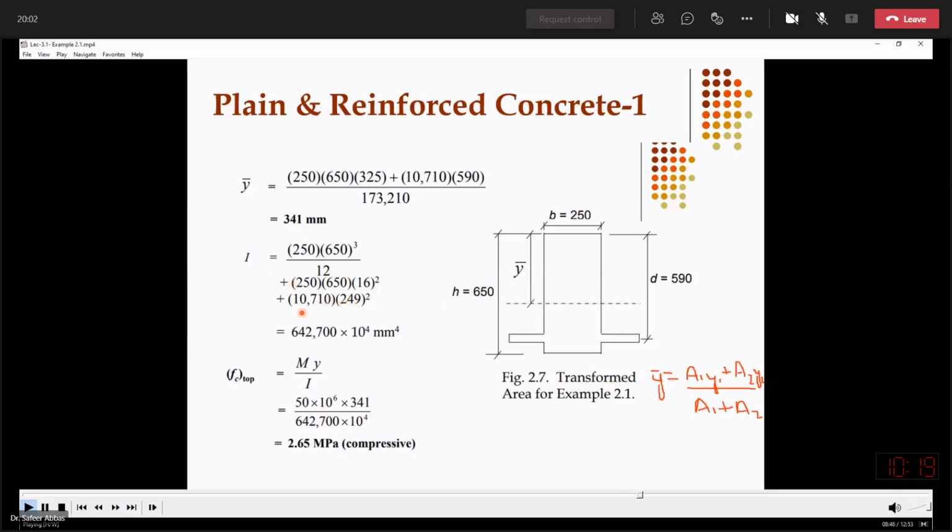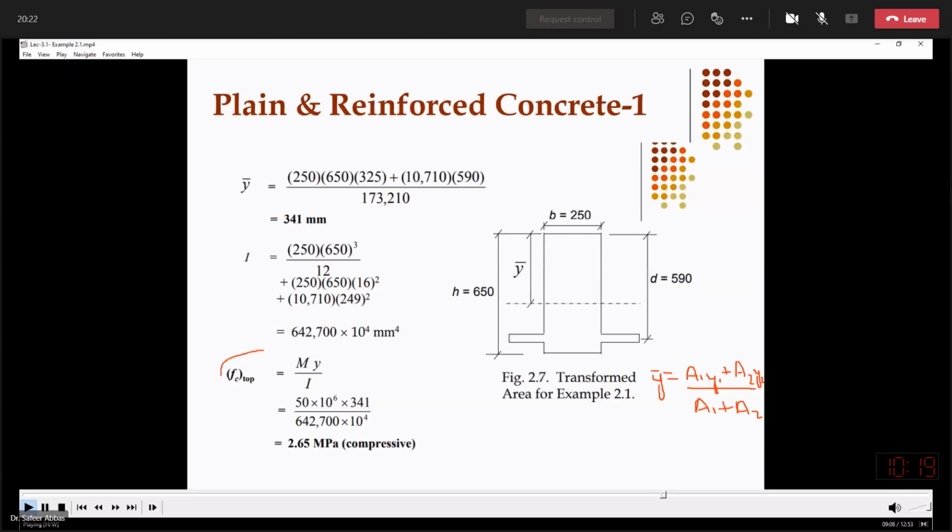So we will get I equals basically 642.700 into 10 raised to 4 millimeter to the power 4. Now we need to calculate stress at the top, stress at the bottom, and stress at the reinforcement level.